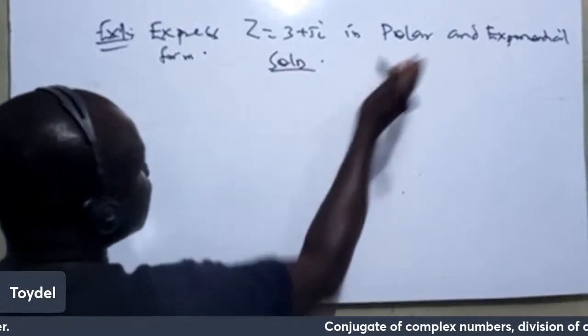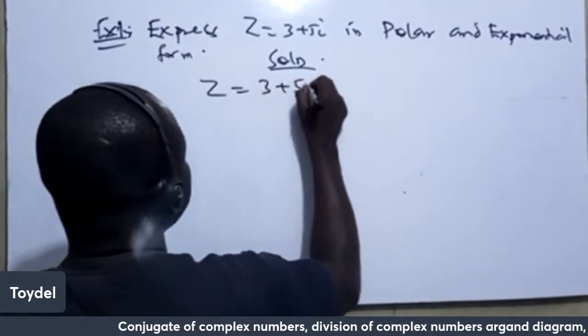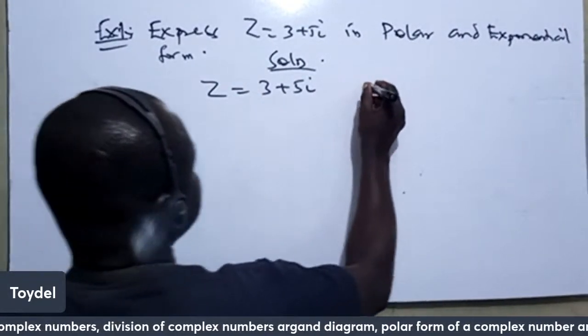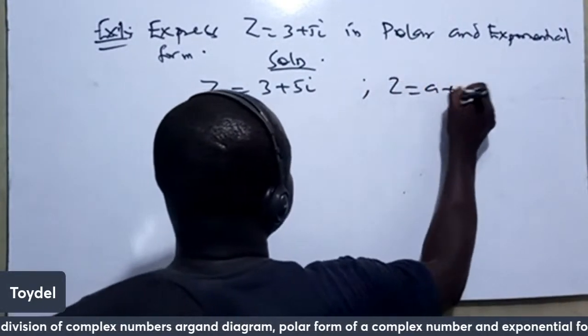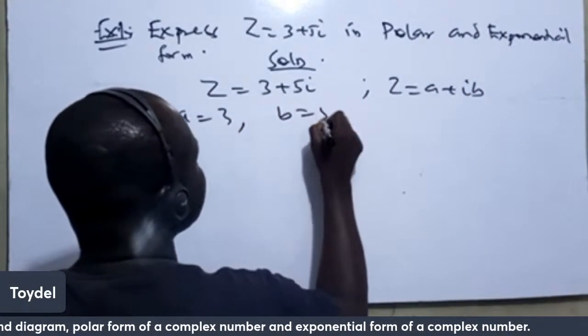Just to use this to revise the polar form. z is equal to 3 plus 5i, which is the same thing as z is equal to a plus ib. So we can say a is equal to 3 and b is equal to 5.